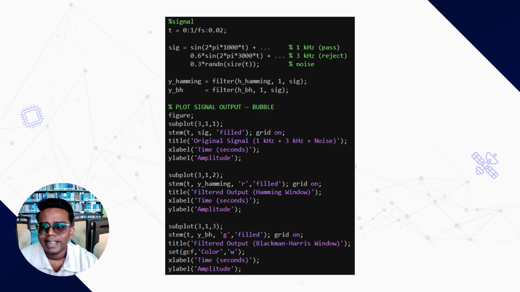So, FIR LPF design is using the windowing method. For the Hamming window, it has better frequency resolution and a faster transition. By the way, the Blackman-Harris window has superior side lobe suppression and better noise reduction. And also, the choice of window depends on what the application requires.